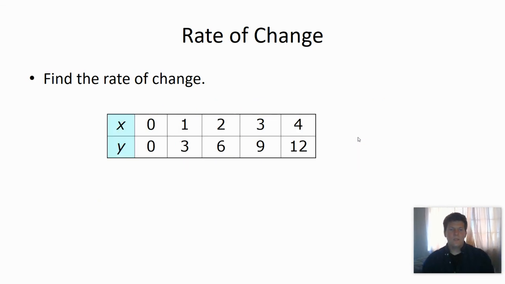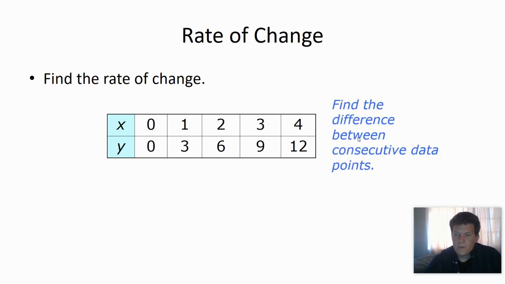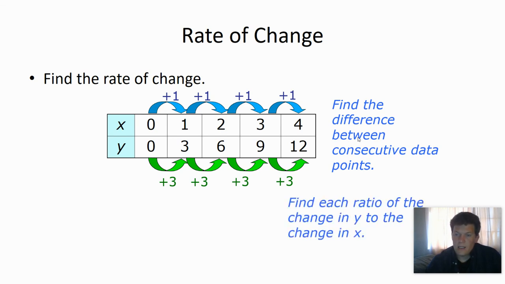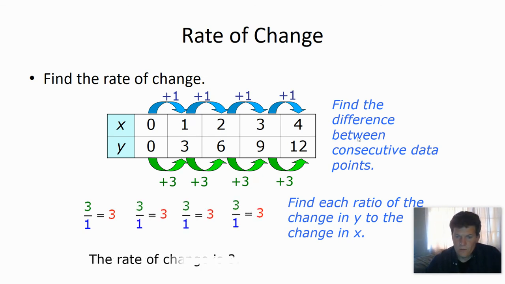Let's see it one last time. One last example. We have 0, 1, 2, 3, 4 for my x's, 0, 3, 6, 9, 12 for my y's. Looking at the differences between x's, I'm just adding 1 every single time. Looking at the differences for my y's, I'm adding 3 every single time. I could find those ratios the same way I did in that last example by just dividing y's over x's. So I get 3 over 1, 3 over 1, 3 over 1, 3 over 1. So I get the same rate of change as before. I get 3 again.